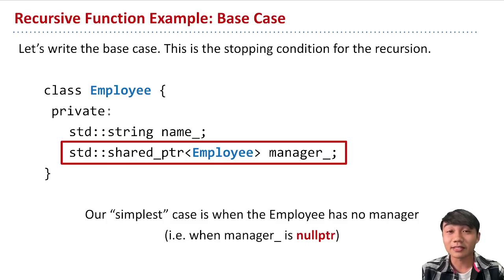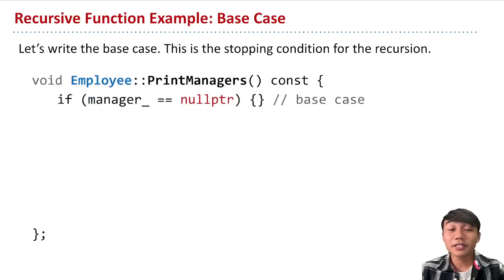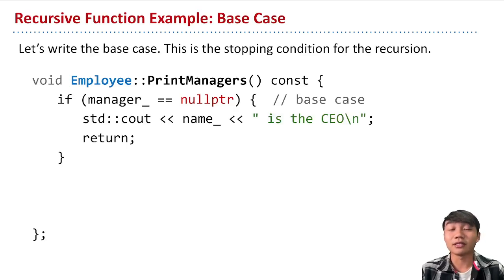So we can write our base case now. If the manager is null pointer, what do we do? Well, if our goal is to print all of the managers and there is no manager, then that means that they're the CEO. The employee that we're looking at is the CEO because they don't have a manager, and we can just print that out. We can just say the name of this employee is the CEO.